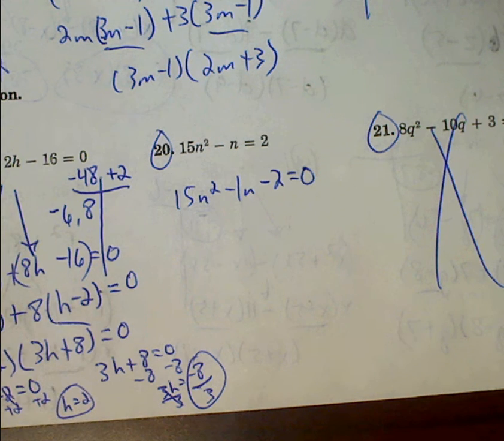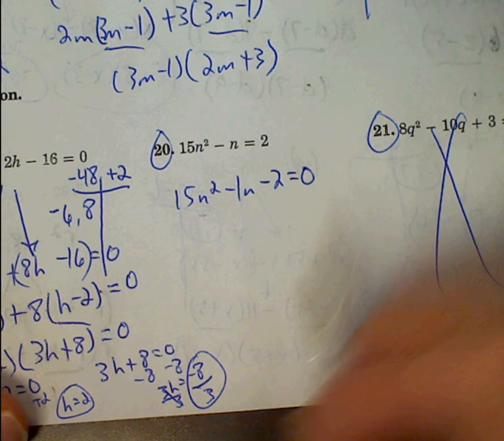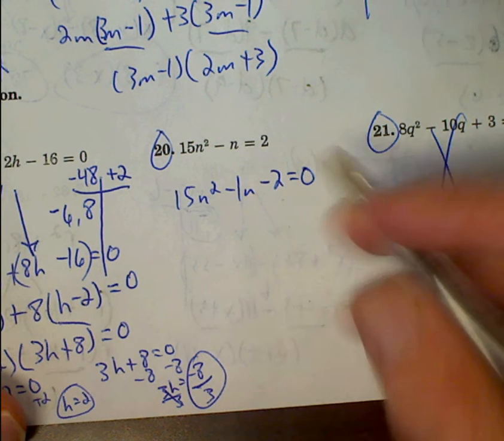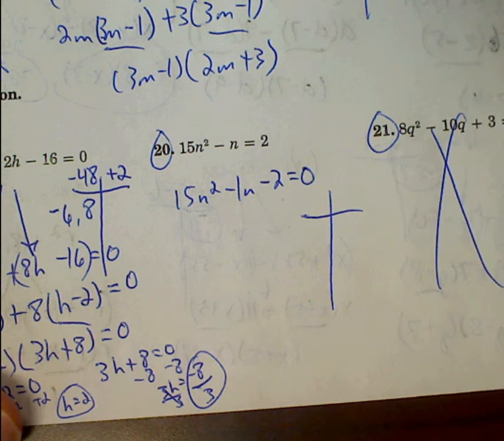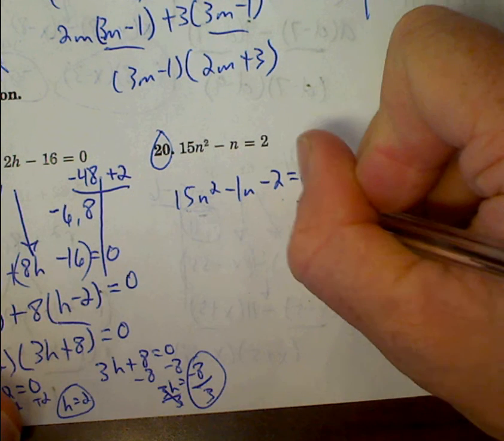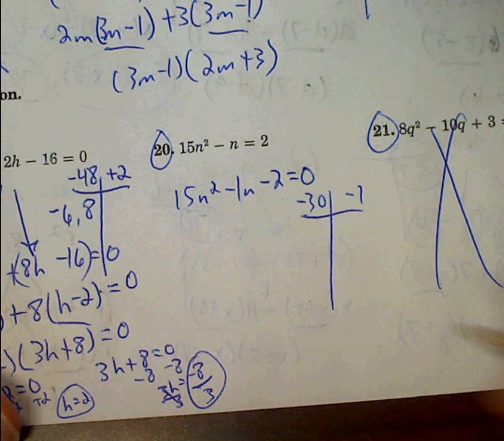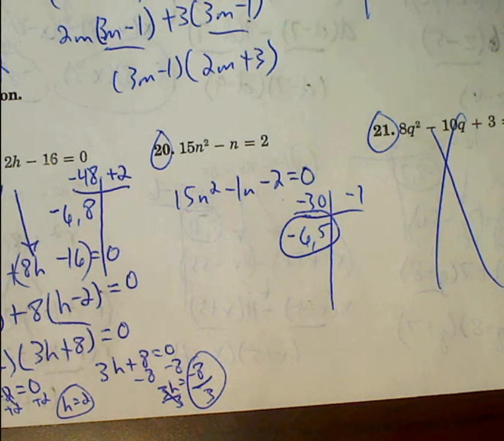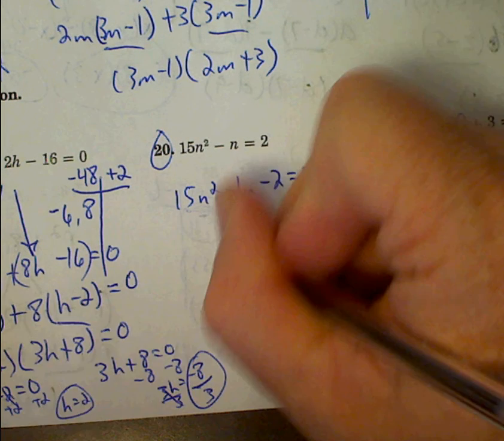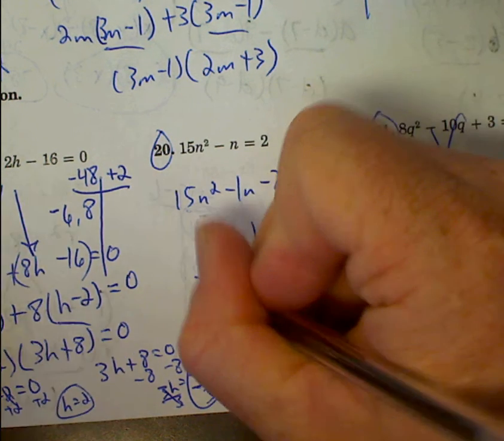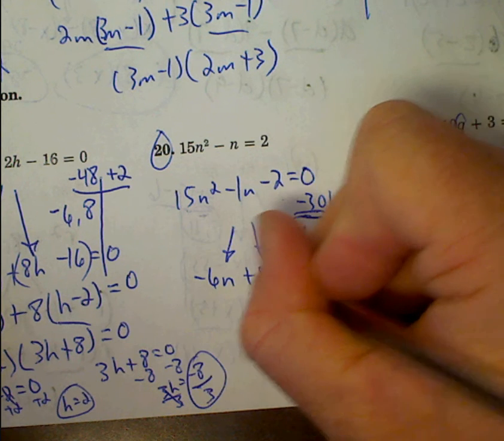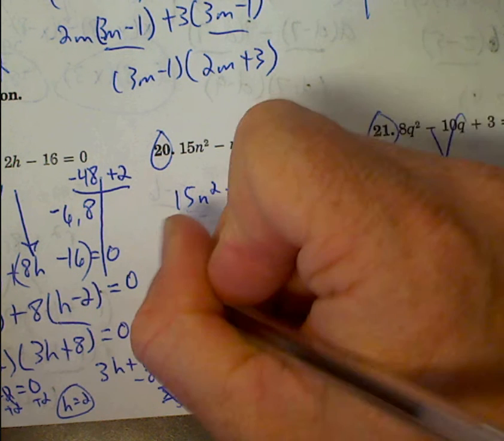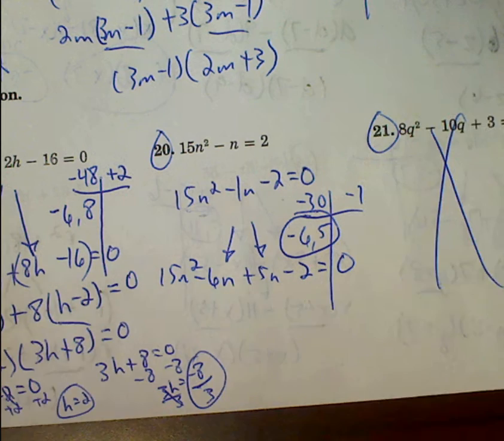Now we are on number 20. I can't take anything out, so I'm going to use my T-chart. 15 times negative 2 is negative 30. Middle term, negative 1. 6 and 5. Larger number needs to be negative. Negative 6 plus 5 is negative 1, so I found it. So I break up the negative 1 into negative 6n, positive 5n minus 2, 15n squared equals 0.